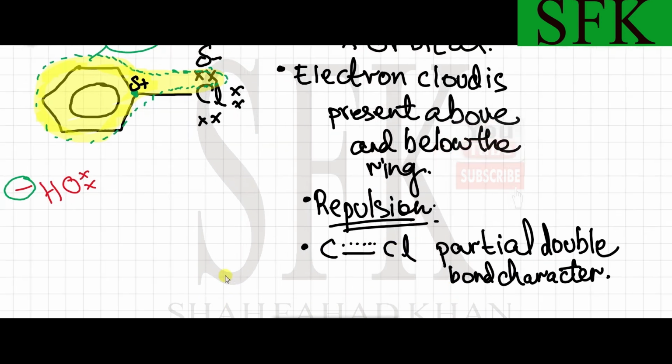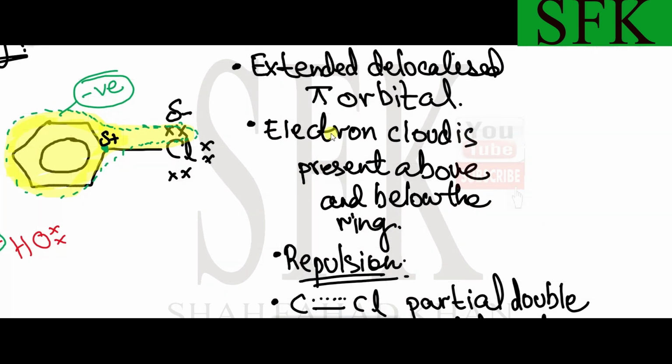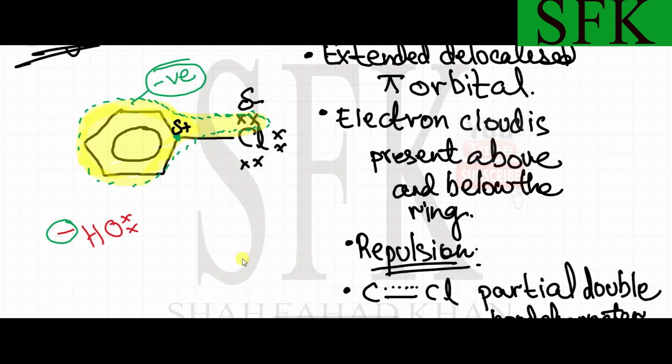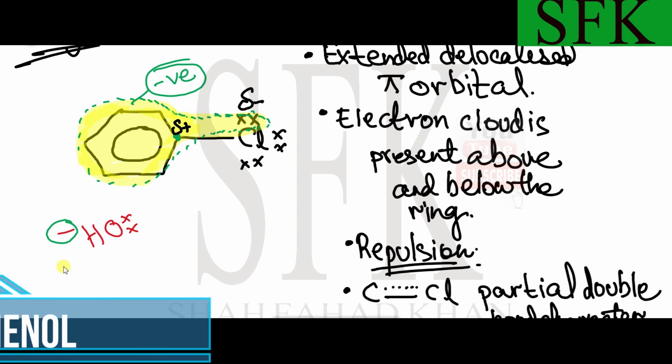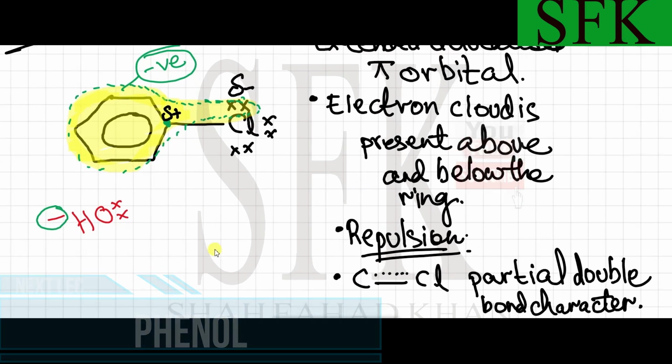Partial double bond character means that the bond becomes stronger and more energy will be needed to break this bond, hence this reaction becomes more difficult. So this increases the activation energy. These are basically the four points that explain why this hydrolysis reaction, the nucleophilic substitution reaction of OH negative with chlorobenzene, is not possible.